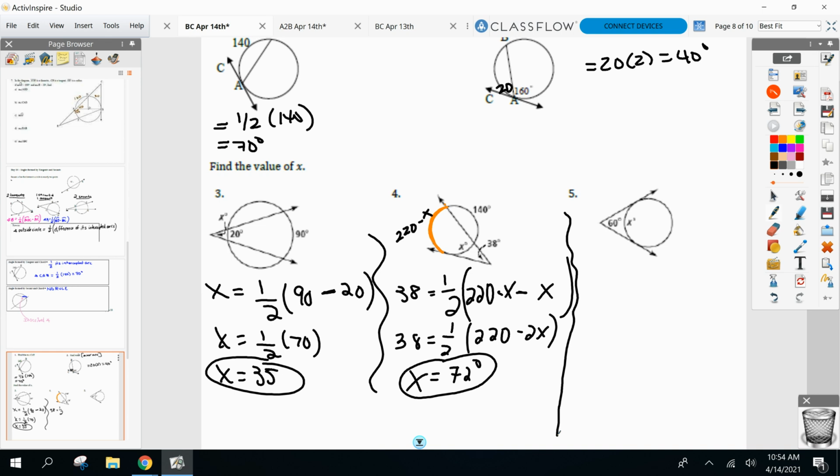Ready for this last one? Where's the 60? Outside. Okay. So ready? 60 outside has to be equal to half of 2 arcs being subtracted. Here's your bigger arc right here, minus X, the smaller arc. What's the deal with the bigger arc? There's 360 degrees in a circle. If that piece is X, the rest of it is 360 minus X.